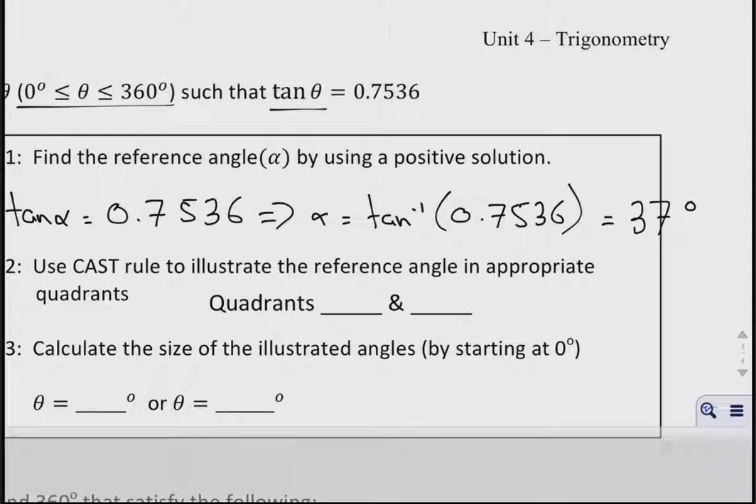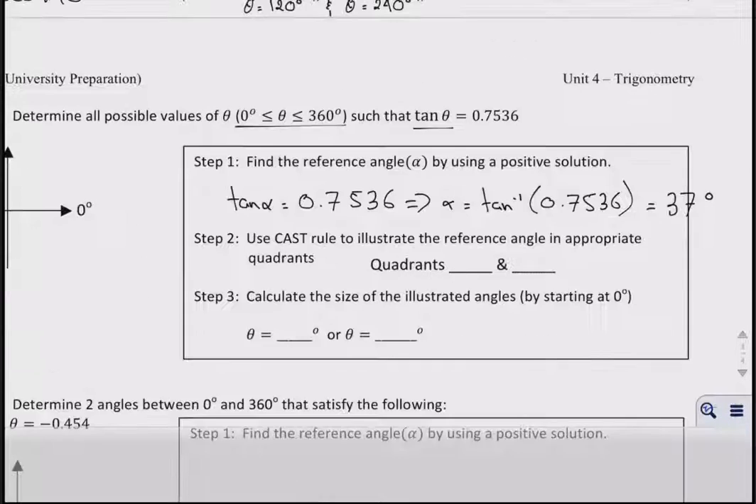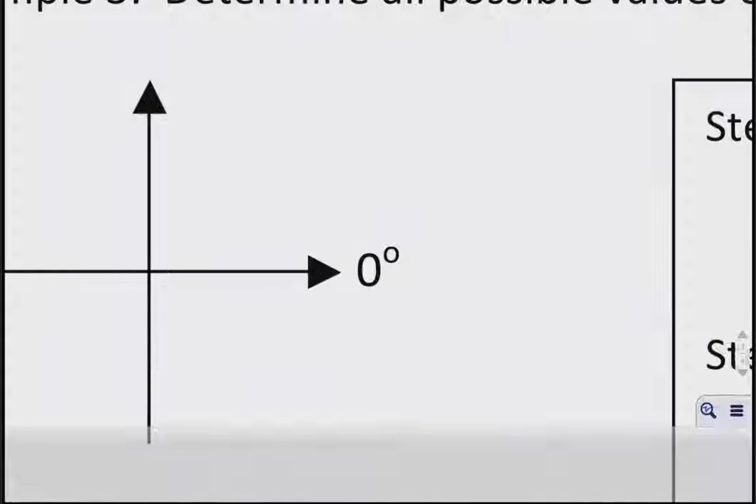So again, check that on your calculator, make sure you know how to use it and that you do get 37. If I look at that on my Cartesian plane, or my polar plane as it's called, I actually go from 0 up 37 degrees. Again, this is not to scale. I know that's 37 degrees. So there's my first angle.